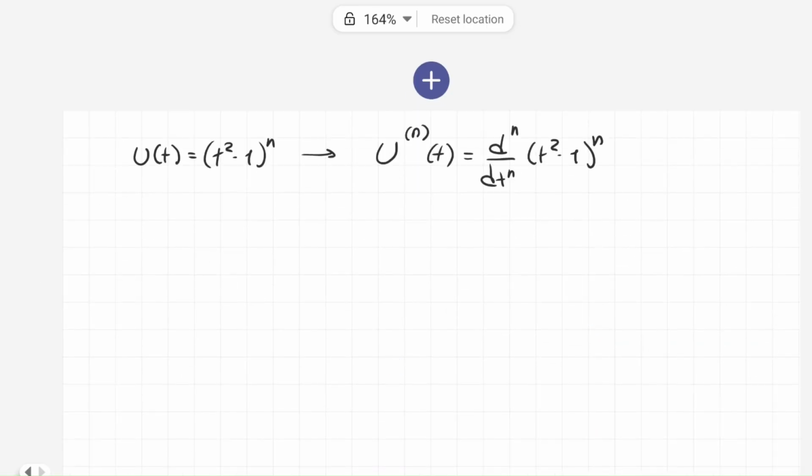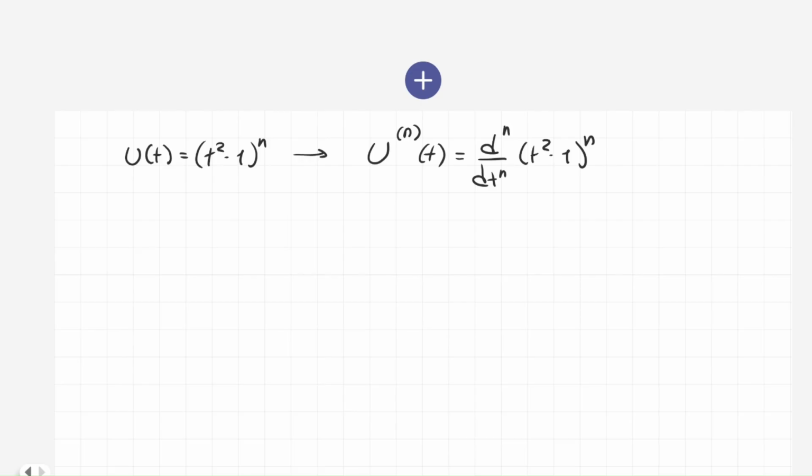Okay, perfect. So what are we going to do? Well, to be able to use this in the orthogonality proof, we are going to show first that the 2n-th derivative of this function, t squared minus 1 to the n, is going to be equal to 2n factorial.